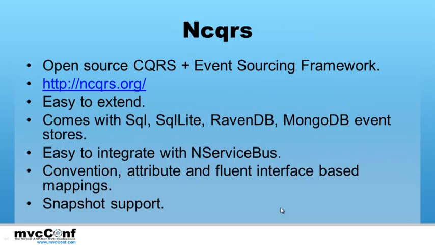NCQRS is an open source CQRS and event sourcing framework built with .NET. You can find more info on it at ncqrs.org. It's easy to extend. It comes with SQL Server, SQLite, RavenDB, and MongoDB event stores. It's easy to integrate with nService Bus. It has convention, attribute, and fluent interface-based mappings. We only looked at the attribute-based mappings today, and it's got snapshot support.